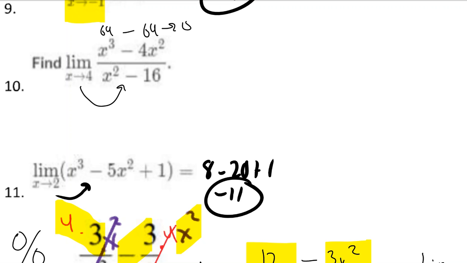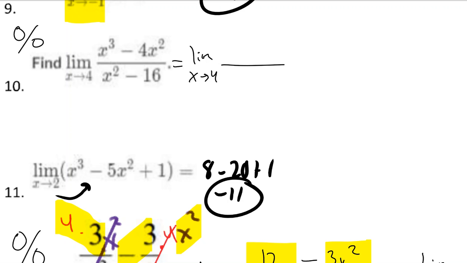So it looks like the numerator goes to 0 and the denominator goes to 0. So this is currently an indeterminate form. So I've got to rewrite this stuff. Got to be creative about how I rewrite this.